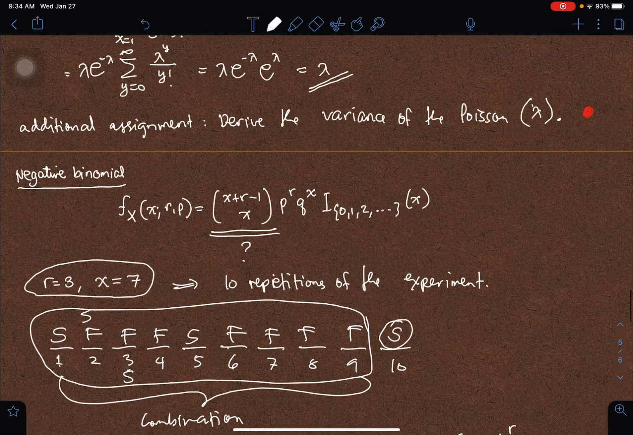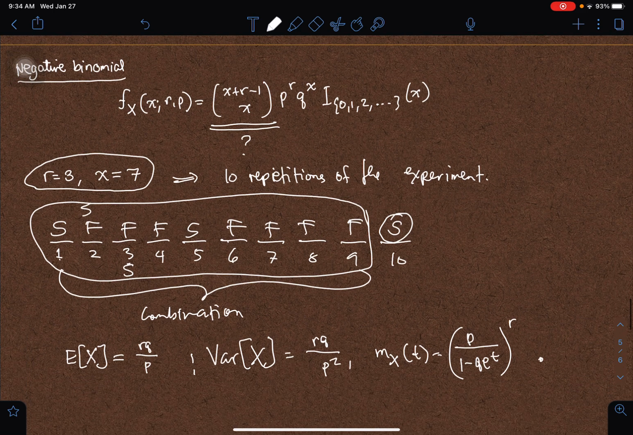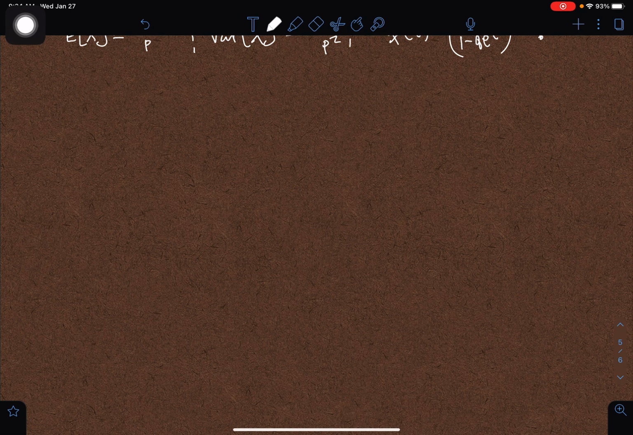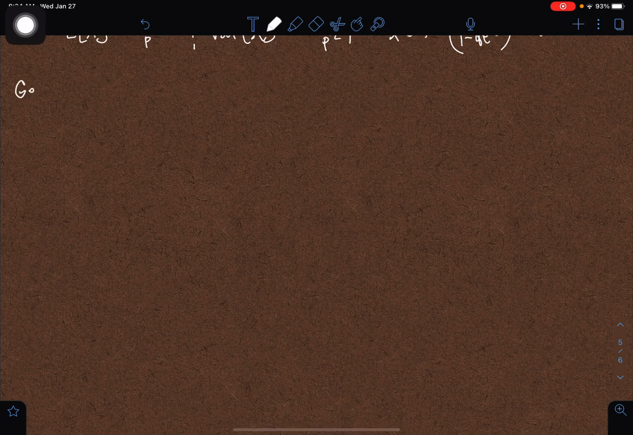Let's proceed to the geometric distribution, because this one is related to the binomial distribution and the Bernoulli distribution. We have the geometric distribution.